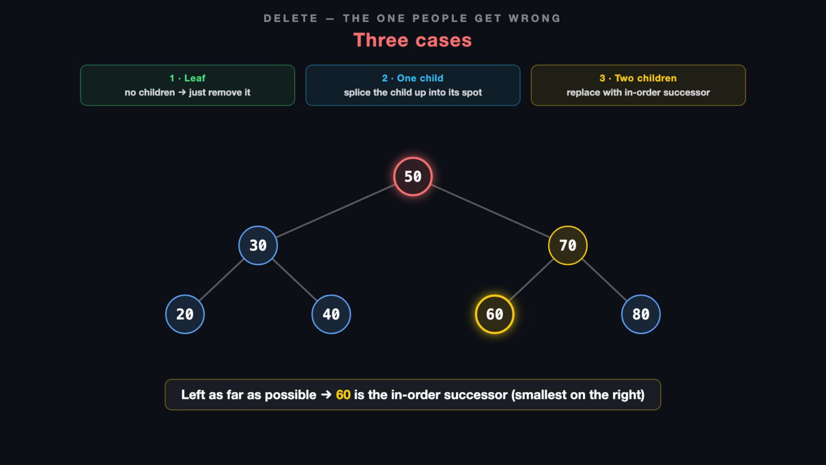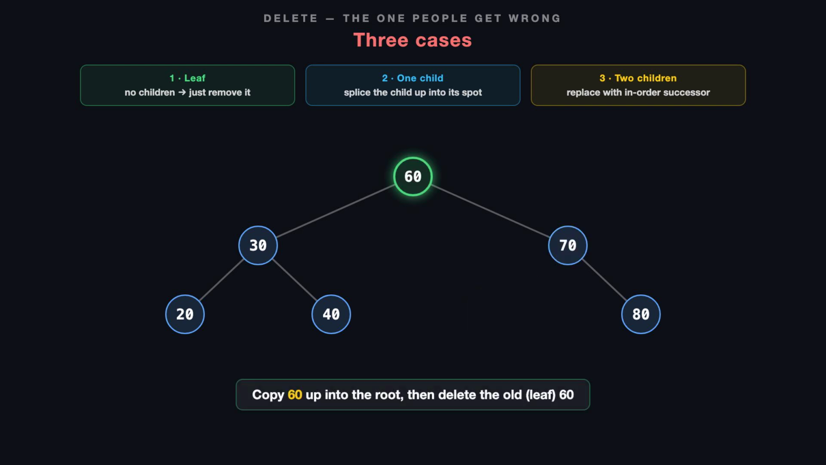Watch. Let us delete the root, 50. Go right once, to 70. Then keep going left as far as you can. That lands on 60. 60 is the successor. We copy 60 up into the root, replacing 50. Then we delete the old 60, which was an easy leaf. Done. Check the result. 60 is the new root. Everything on the left is still smaller, everything on the right still bigger.